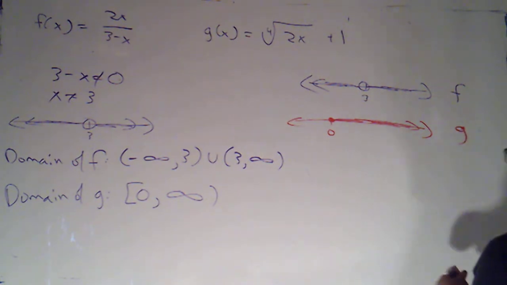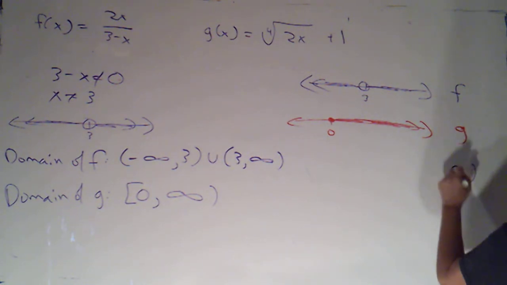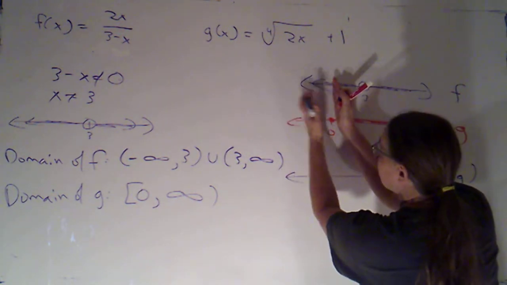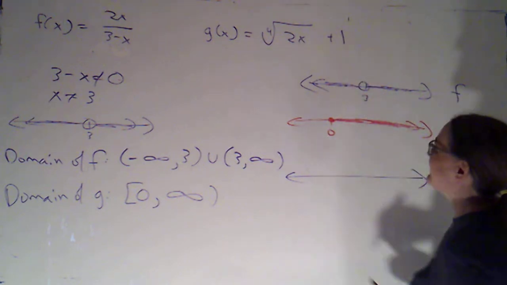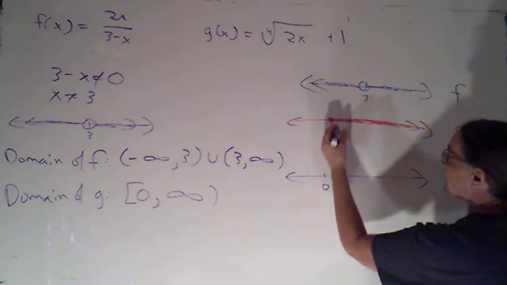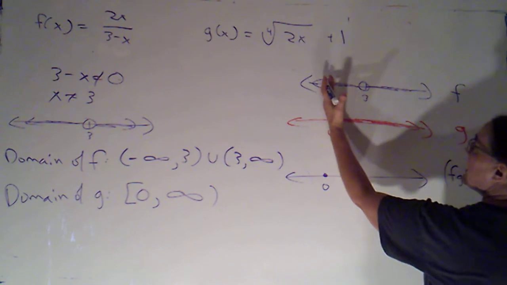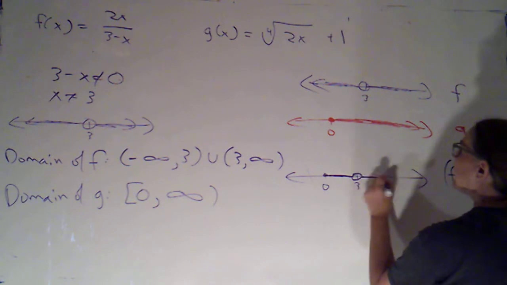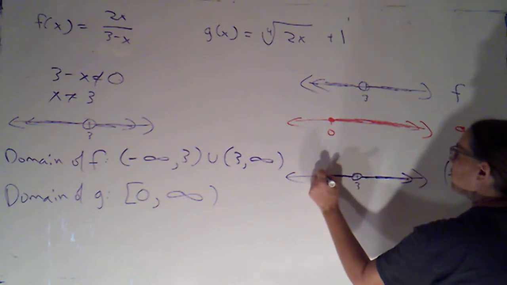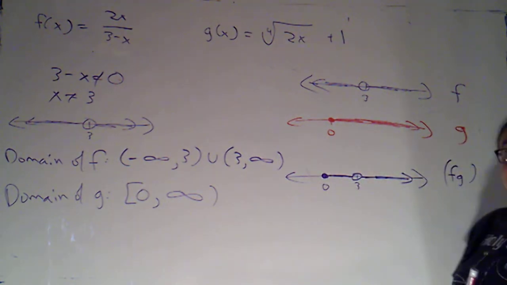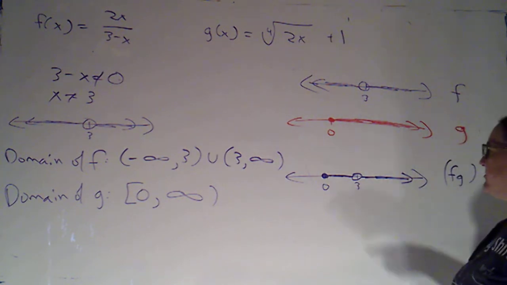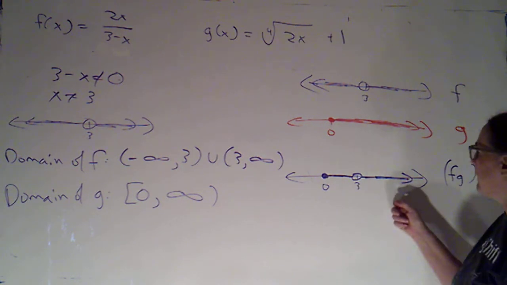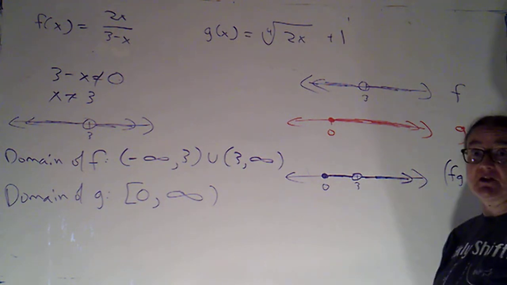Now, in order to be in the domain of f times g, x needs to be shaded twice. So nothing to the left of 0, because that's not shaded in the domain of g, but starting at 0, 0 is definitely shaded twice, and then everything to the right of that, except for 3, was in the domain of both graphs. So I basically need to have a non-negative number so that I can take the root, and it can't be 3 so that I can divide by 3 minus x. So that would be my domain for f times g.